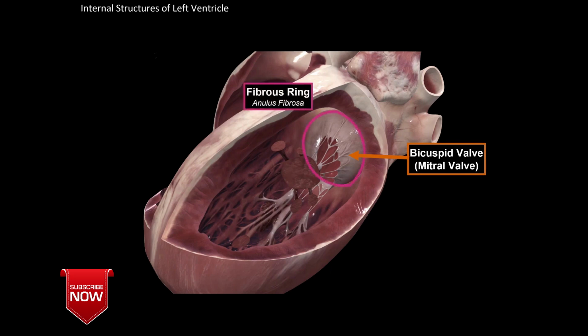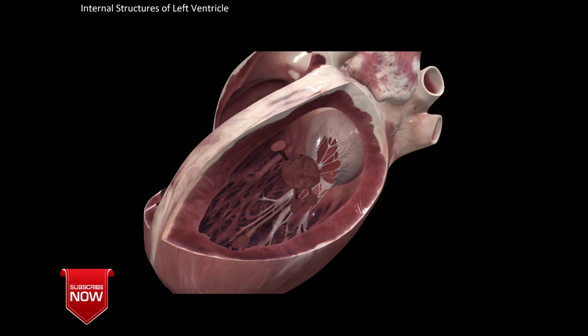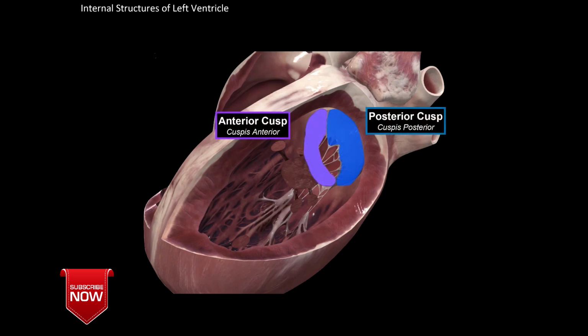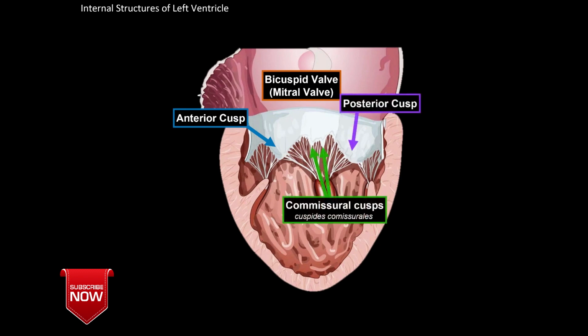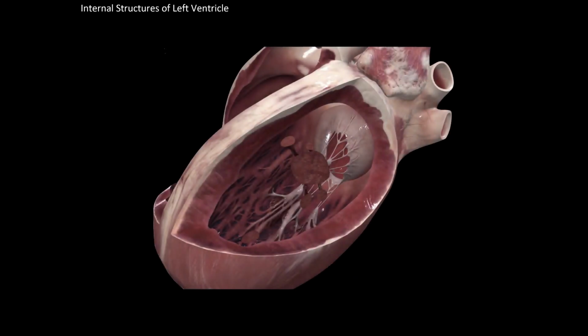And just like the other valves, it has a fibrous ring around that the cusps are attached to. Now, since it's called the bicuspid valve, it means that this valve consists of two leaflets. One is called the anterior cusp, and the other one is called the posterior cusp. But regardless of the names, there are actually several small cusps located between them. So here we have the bicuspid valve, and here's the anterior cusp, and here's the posterior cusp. And these small cusps right here, these are called the commissural cusps, which are very small cusps that support the valve.